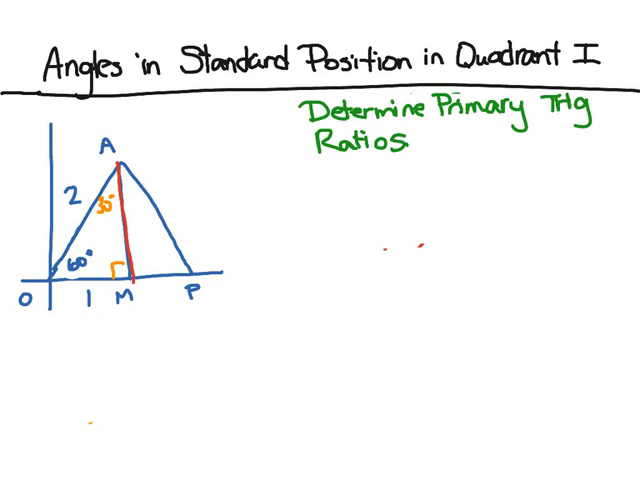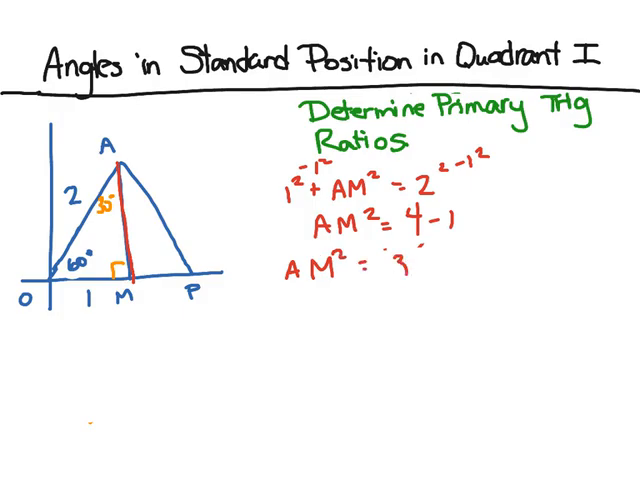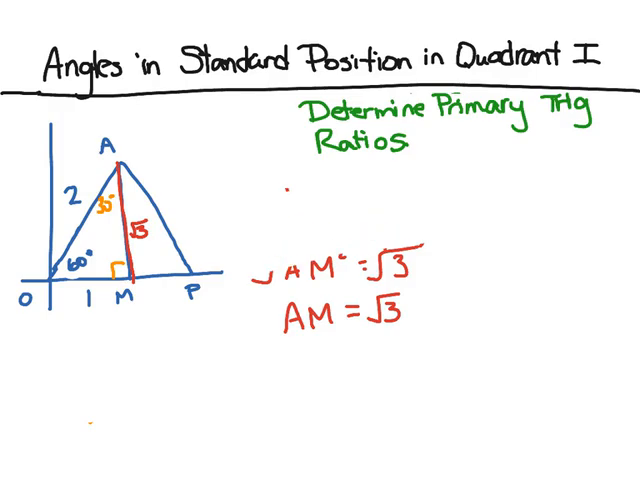If we use our Pythagorean theorem, we go 1 squared plus AM squared is equal to 2 squared. Subtract 1 squared from both sides. AM squared is equal to 2 squared, which is 4, minus 1 squared, which is 1. So AM squared is equal to 3, square root of both sides. AM is equal to the square root of 3. So we know this length now.